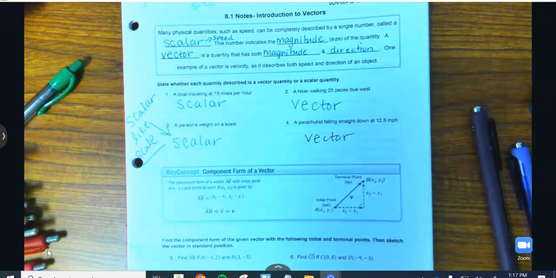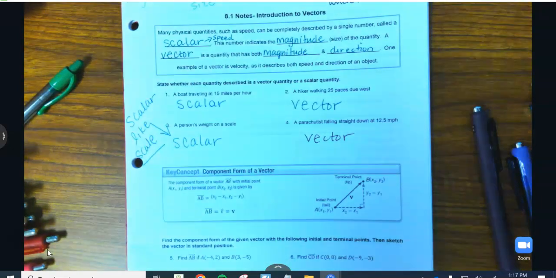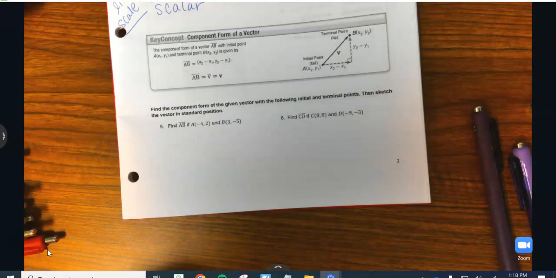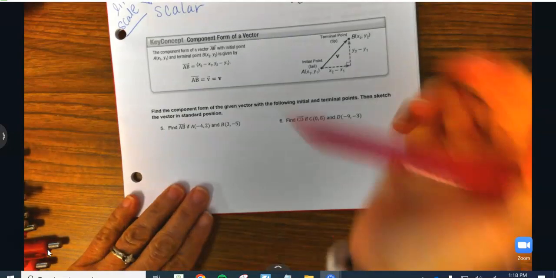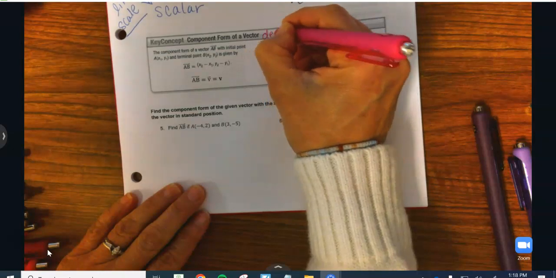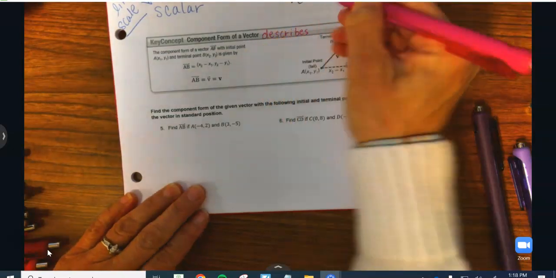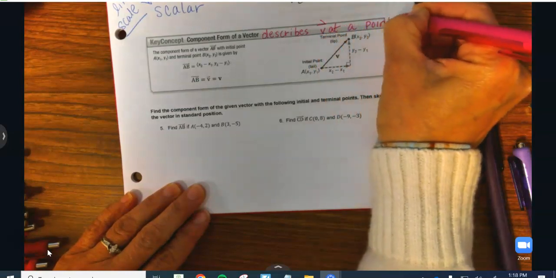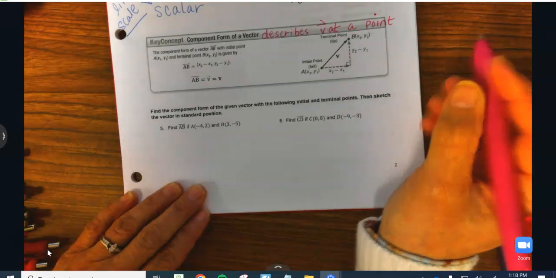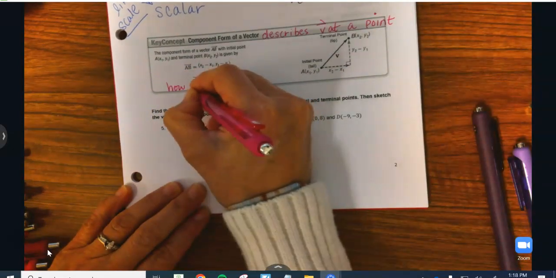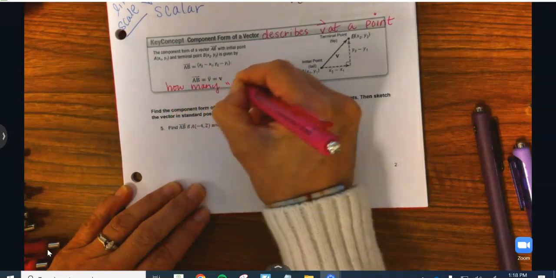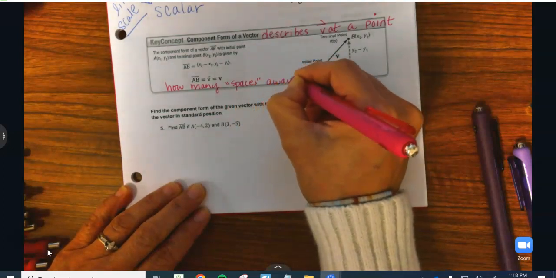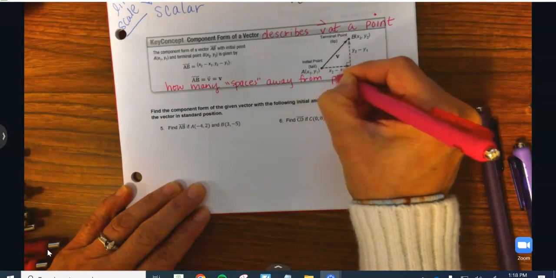All right, so let's look at the component form of a vector. The component form of a vector is just where the vector ends up. So we're going to start looking at a vector from a perspective of a coordinate grid. A vector is always going to start at the origin. But just remember that the component form of a vector, very important you know the word component. The component form of a vector describes the vector at a single point, basically where it stops. And order does matter. And remember, since we're talking about a coordinate grid, it's really like how many spaces away from point A to point B.